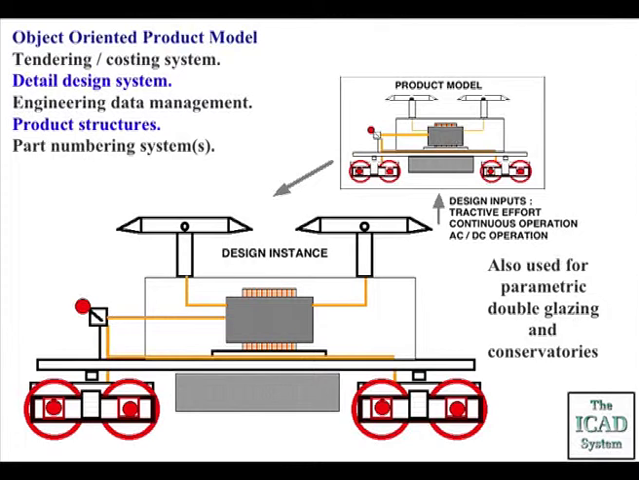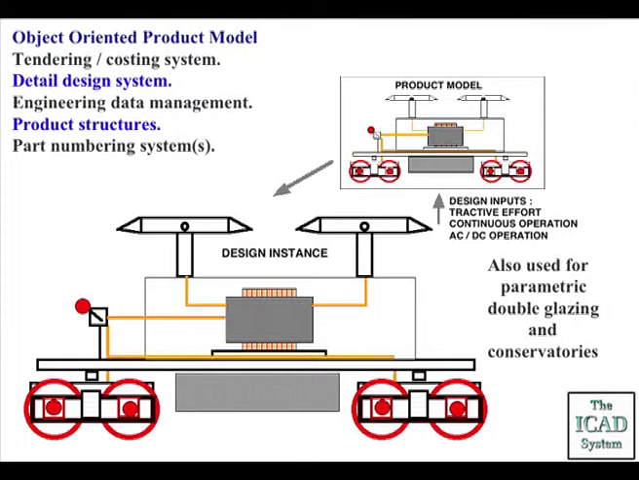Such an object-oriented product model design system has to be an accurate tendering costing system. If you tender too low in one-of-a-kind production, you get lots and lots of business and go out of business. If you tender high, you get no business and go out of business. Your tendering cost must be accurate. This requires a great amount of detailed design at the tendering stage. So it's a tendering costing system. It's a detailed design system.